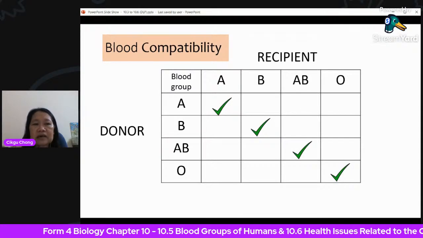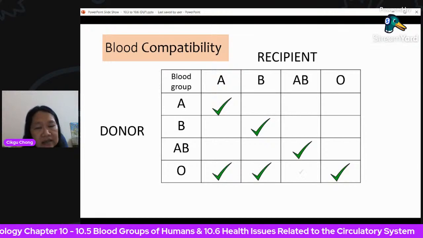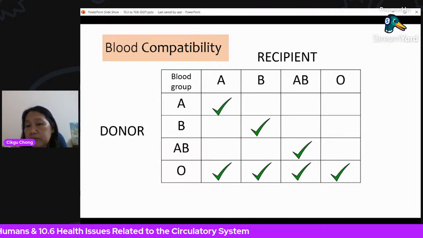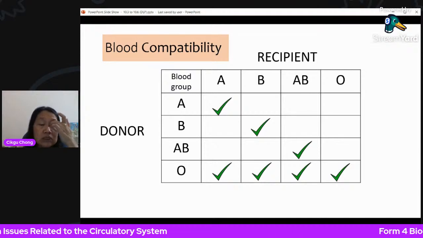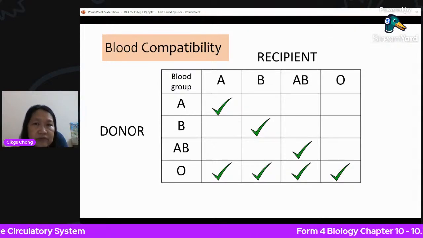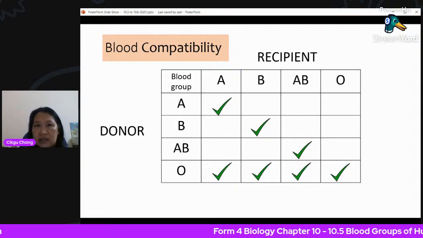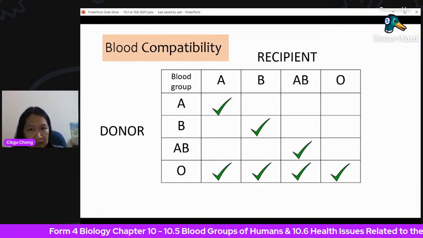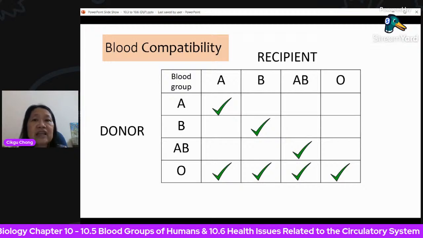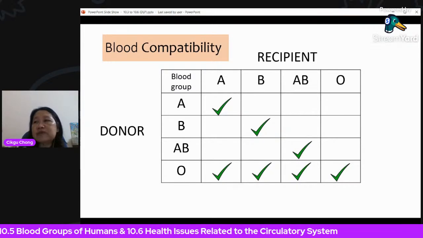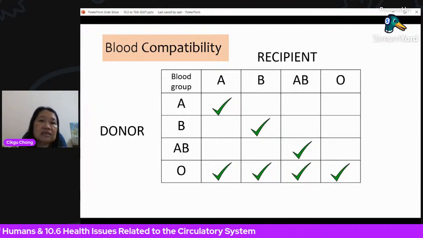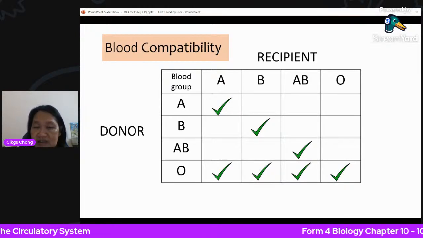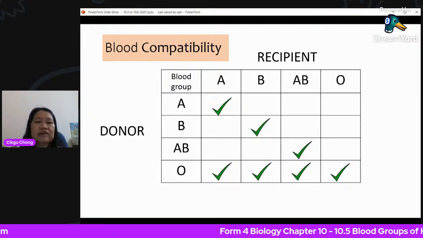Next, another line you can take is this one, O. Why can O be donated to everybody? The reason is because O does not have antigen on the surface. There's no antigen A, there's no antigen B. If this blood enters anybody's blood, there is not going to be any reaction, because even if the person has antibody, it doesn't bind to the antigen, because O doesn't have any antigen. So O can be given to everybody.